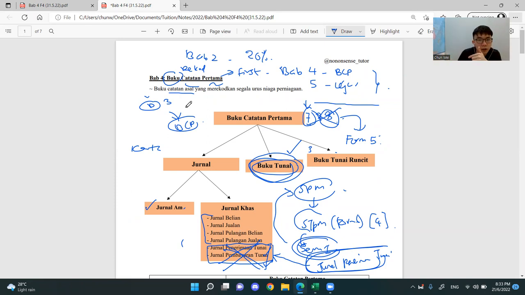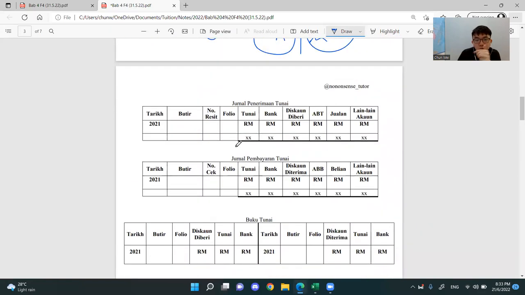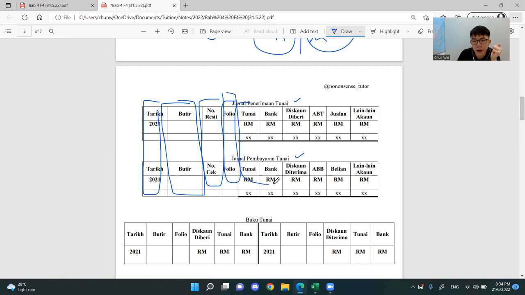Before that, let me show you the format. This is the format for journal penerimaan tunai and the format for journal pembayaran tunai. For both, it's the same thing: ada tarikh, ada butir, then there is a nombor. One is nombor receipt for penerimaan tunai, and nombor cek for pembayaran. Then there is folio, tunai, bank. This will be the same. You see there is tunai, there is bank, there is tunai, there is bank. But starting from here, there is a slight difference.